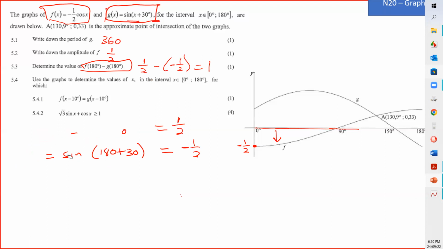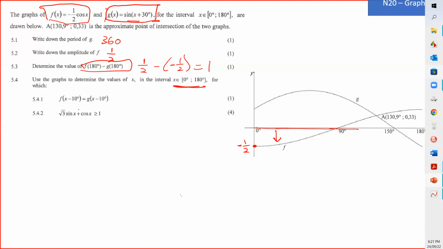Okay, we're going to the next question. The next question wants to know: use the graphs to determine the values of x in the interval 0 to 180, so they're restricting us, for which f of x minus 10 is equal to g of x minus 10. If we look at our graph as it looks right now, what we are doing is shifting the graphs 10 units to the right.